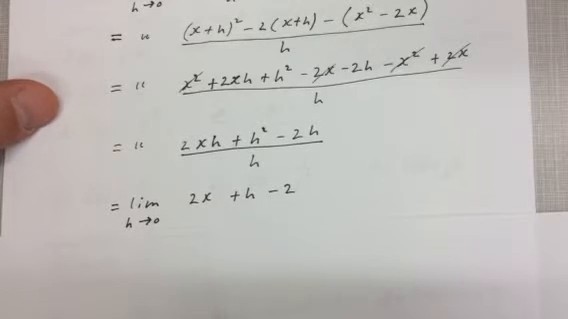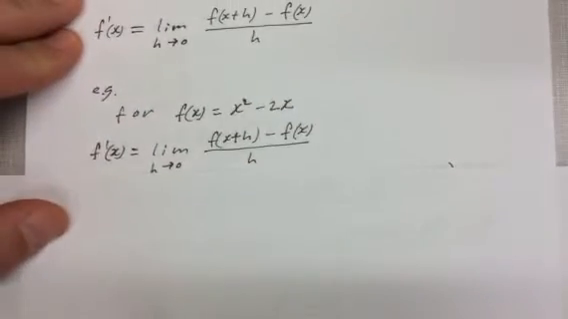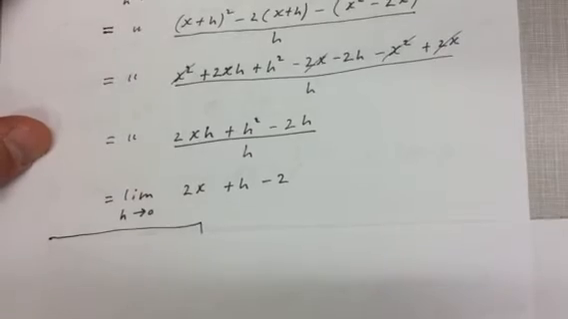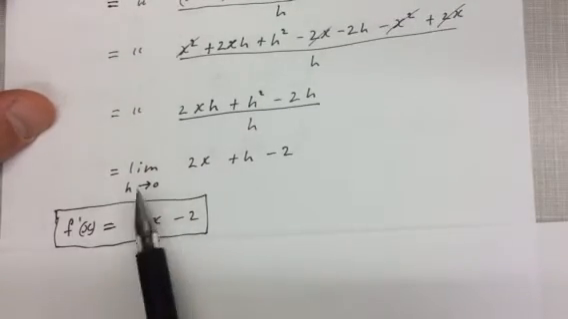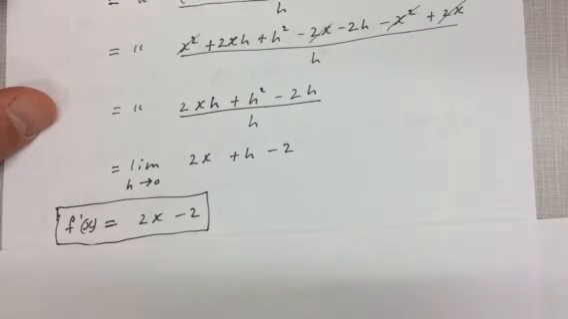You might want to pause the video, go back to the original, and try to do this on your own without looking. Now, we can say that the limit of that, get rid of the h, is 2x minus 2.